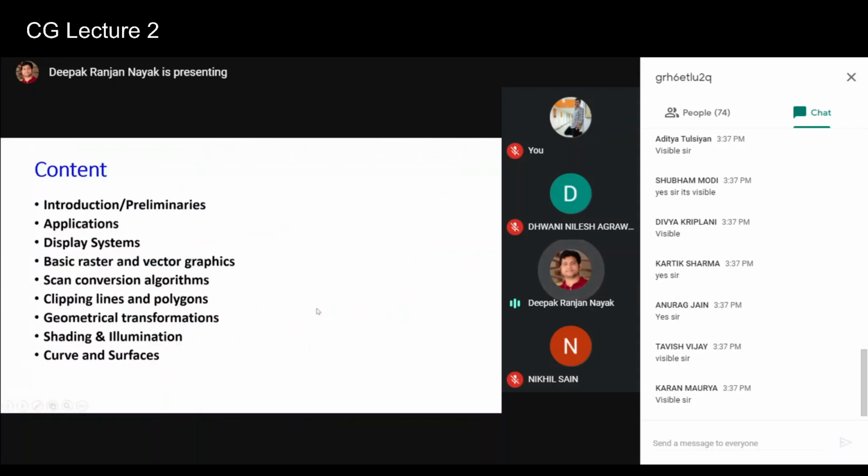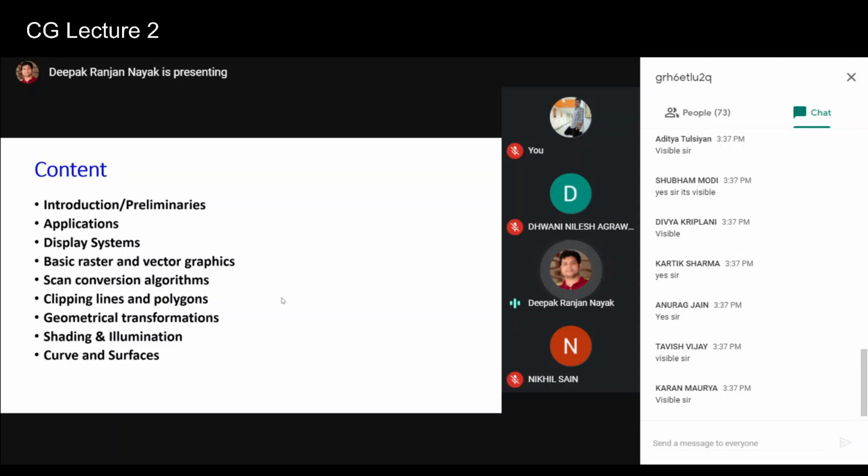In our previous class, we talked a little bit about the contents of the course, basically what we will discuss in this course. And we discussed a little bit about the introduction to computer graphics, how pictures are generated, manipulated, or stored with the help of a computer. We'll see this throughout this course. The pictures can be of different types. And today we'll be talking about the various applications of computer graphics systems.